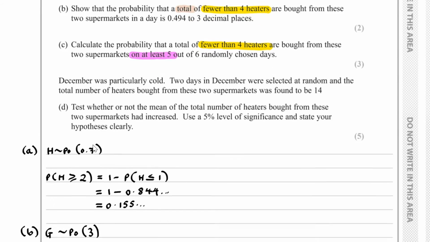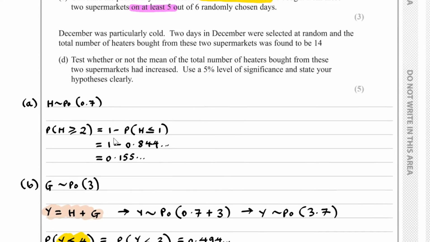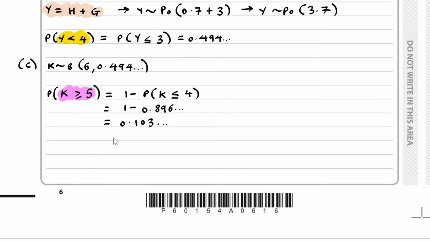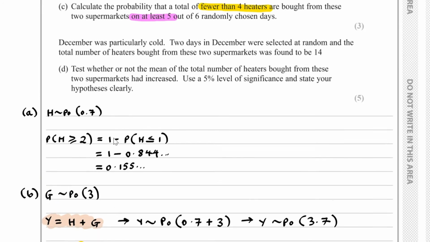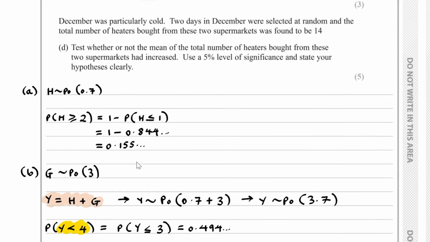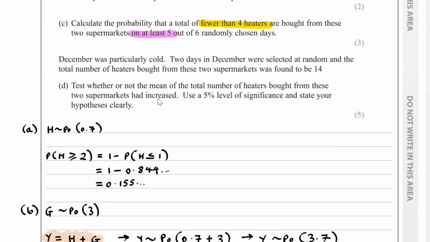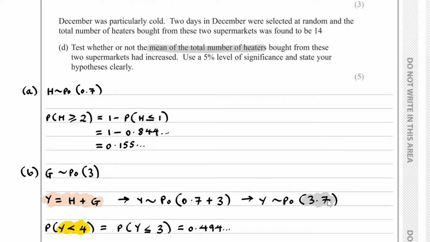So for part D of the question, what we need to do first of all is come up with a new Poisson distribution. Now we see over here the mean for the total number of heaters, if I highlight that, that was the 3.7 over here, and we're testing whether this has increased or not.